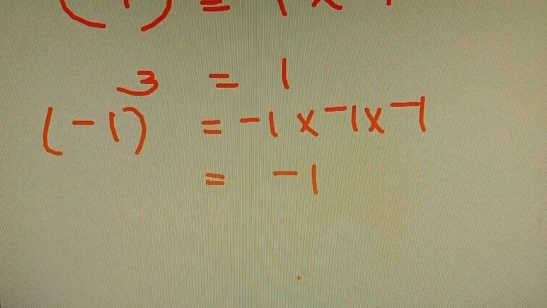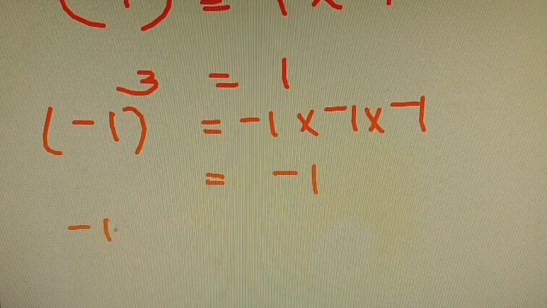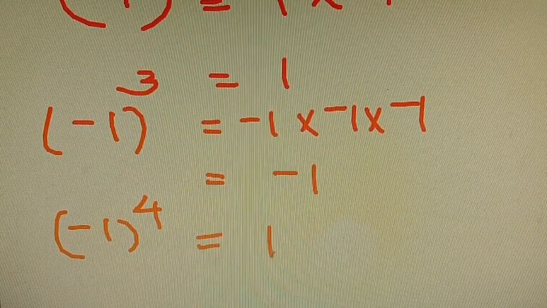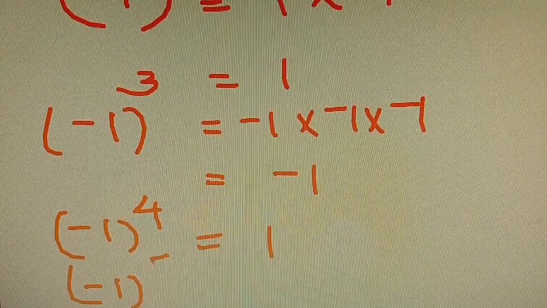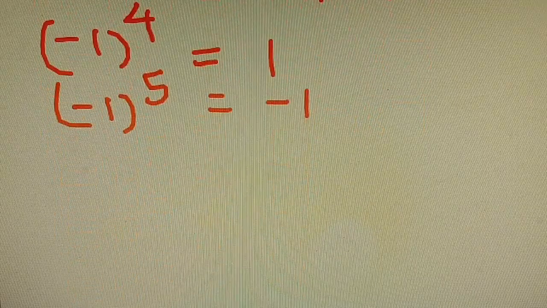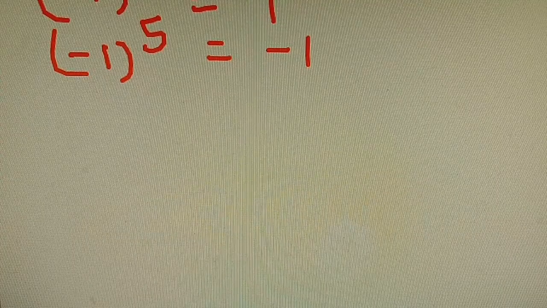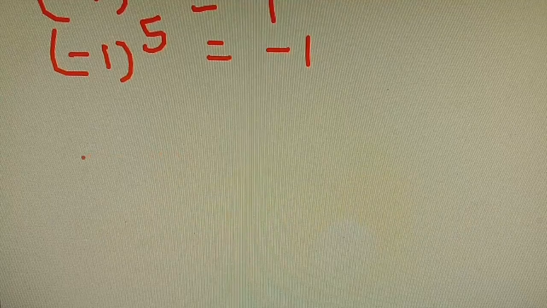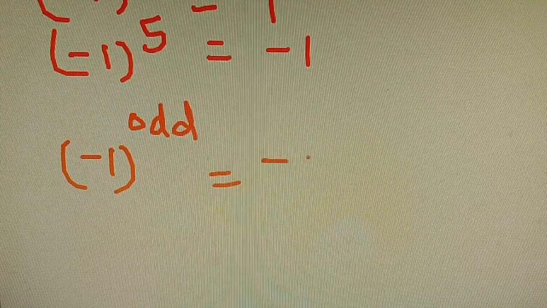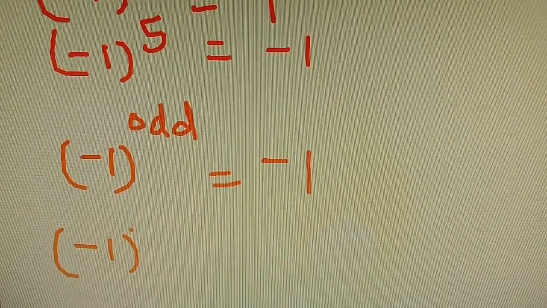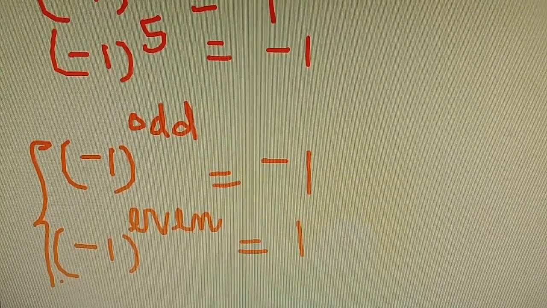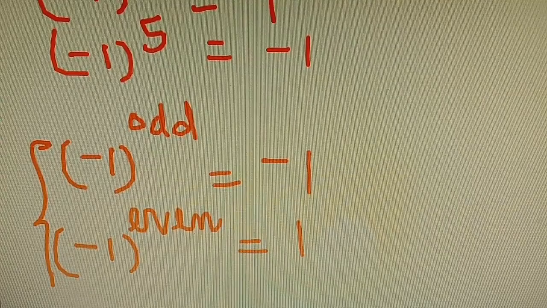Then the same way, negative 1 to the power 4. That means negative 1 multiplied 4 times. When we multiply 4 times, we have positive 1. If we multiply 5 times, then we have negative 1. Now you clear? So negative 1 to the power of any odd number, the answer is negative. And negative 1 to the power of any even number, the answer will be positive. So remember, negative 1 to the power of any odd number, that means 3, 5, 7, any odd number, your answer is negative 1. But negative 1 to the power of any even number, your answer is positive 1. So remember this: negative 1 to the power of an odd number is negative 1, and negative 1 to the power of an even number is positive 1.